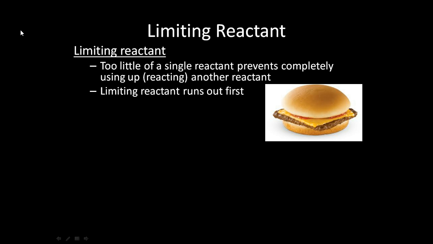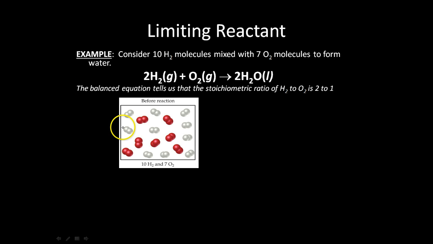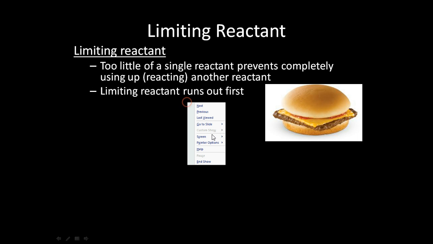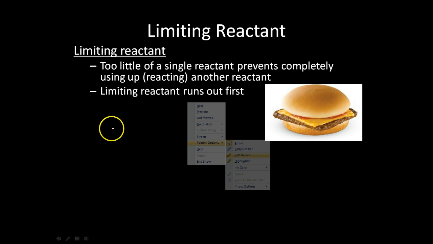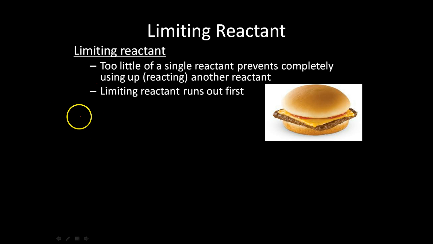So first off, let's use a cheeseburger as our example. Okay, so right now we have a cheeseburger. Let's go ahead and write a balanced chemical equation for this cheeseburger. All right, so in order to make a cheeseburger, I need one cheese plus, say, two bun plus one meat goes to form one burger. Okay, that's my balanced chemical reaction for this particular equation.